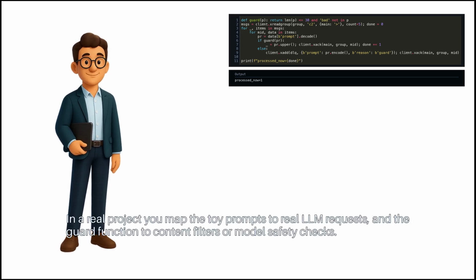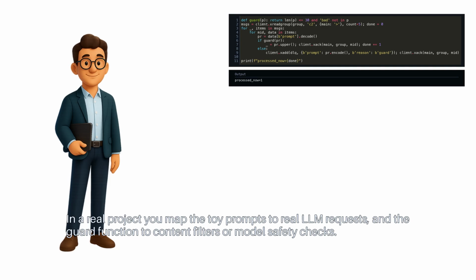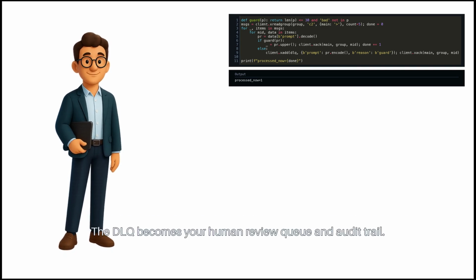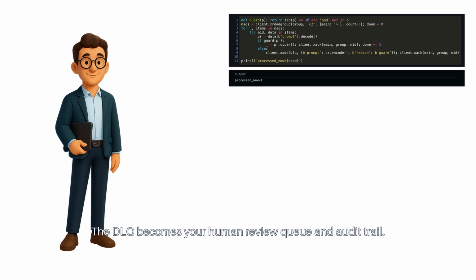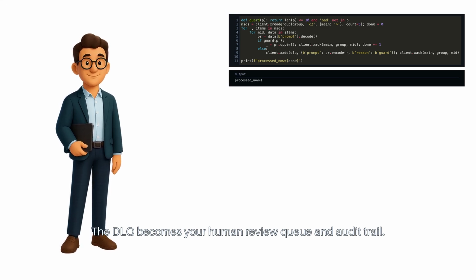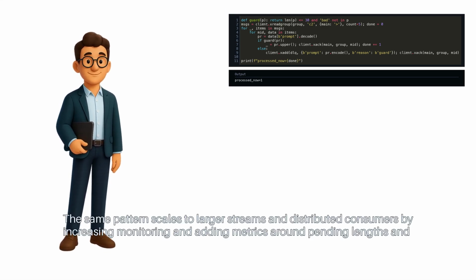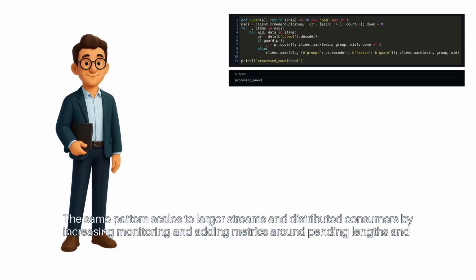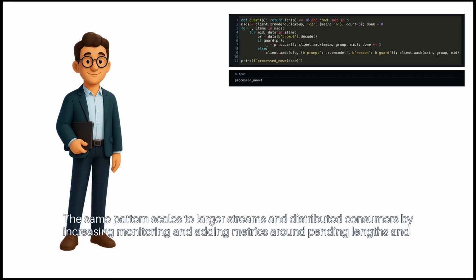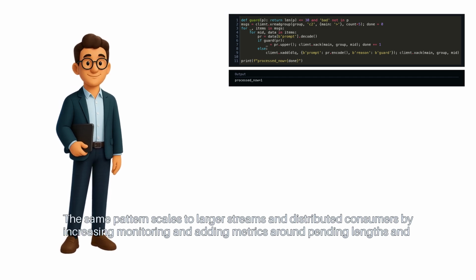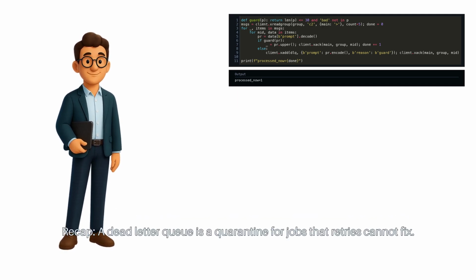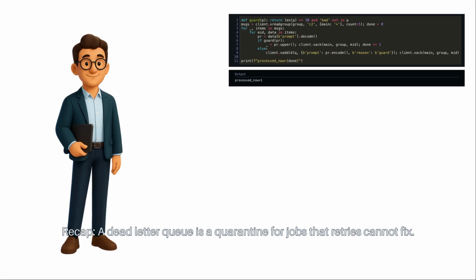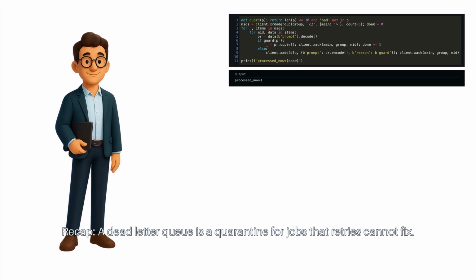In a real project, you map the toy prompts to real LLM requests and the guard function to content filters or model safety checks. The DLQ becomes your human review queue and audit trail. The same pattern scales to larger streams and distributed consumers by increasing monitoring and adding metrics around pending lengths and DLQ growth. Recap: a dead letter queue is a quarantine for jobs that retries cannot fix.